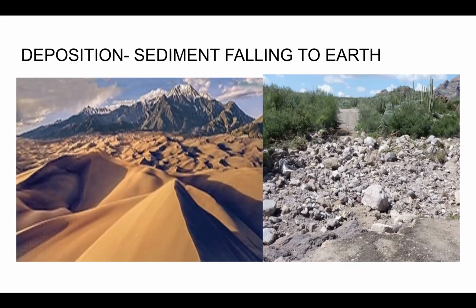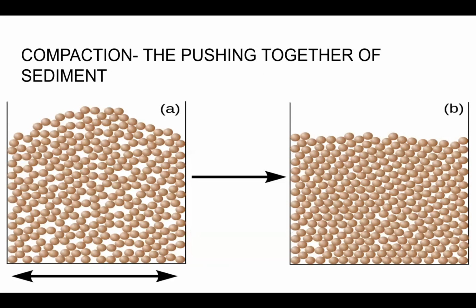On the right-hand side of the slide, we see sediment that was eroded by a flash flood in Arizona. You can see the saguaro cacti in the background, and as the waters of the flash flood lost energy, it deposited, it dropped the sediment by the force of gravity on the roadbed. The next one is compaction.